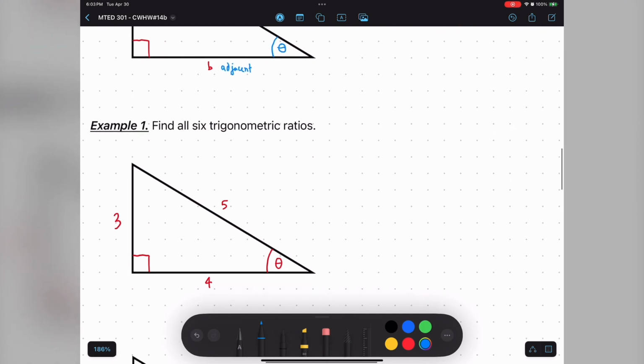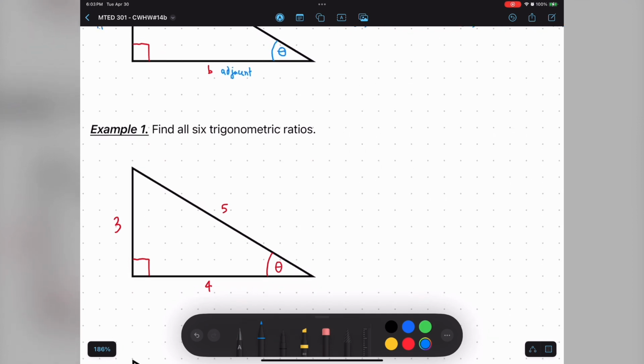So moving on to this first example here, we've got a right triangle with side lengths 3, 4, and 5, and we're being asked to find the 6 trig ratios. So there's our angle theta. I'm going to start by labeling the parts of my triangle, after I write down my SOHCAHTOA to help me remember my trig formulas.